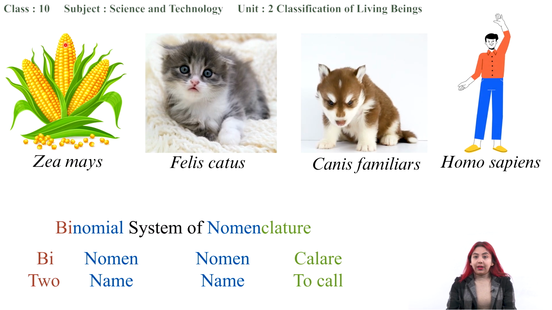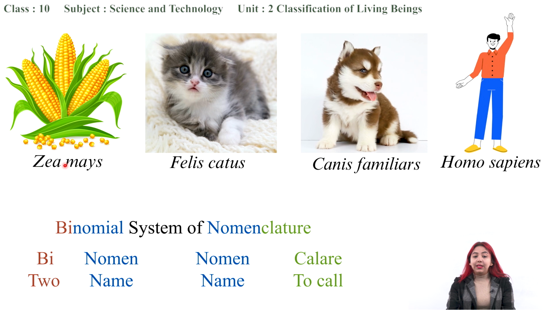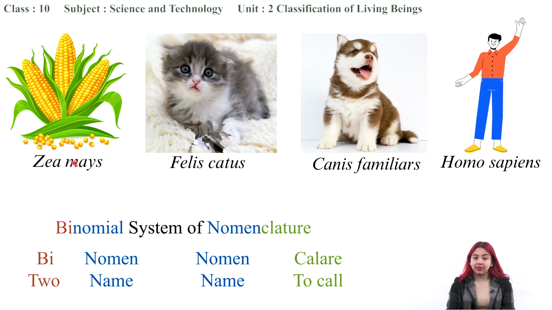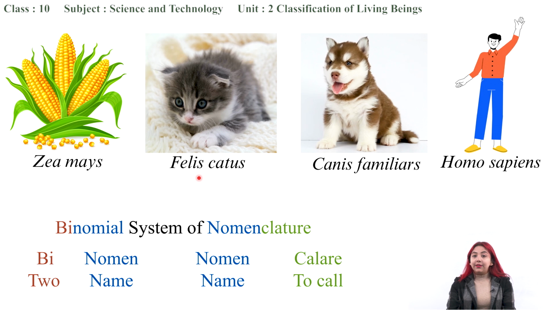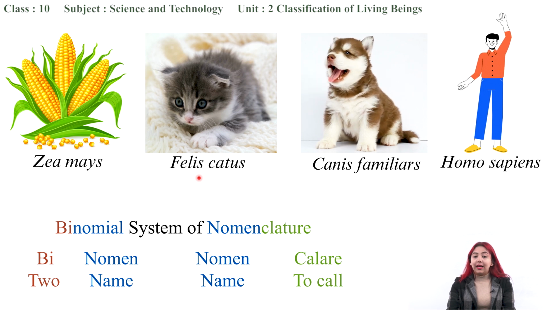So the maize plant is also known as Zea mays. Zea is the genus and mays is the species. Similarly, the scientific name of cat is Felis catus. The dog is Canis familiaris, and we human beings have the scientific name Homo sapiens.